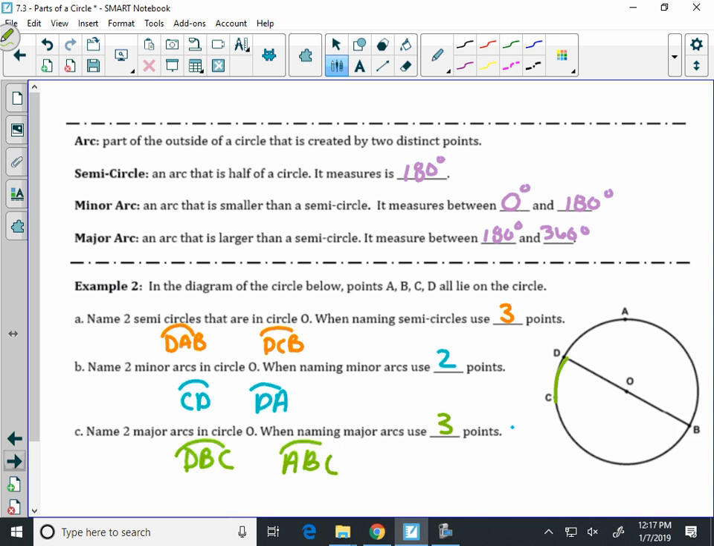Because when it's only 2 points, you're going the shortest distance possible from C to D. Okay? Because you can also go this way, but then that's a really far distance. So technically that's a major arc. So you need another point to indicate the direction you're going. Well, there's only 2 points, so you just go the shortest route.